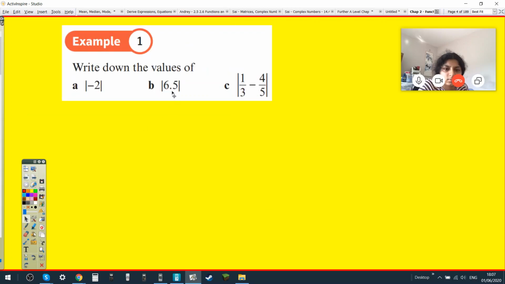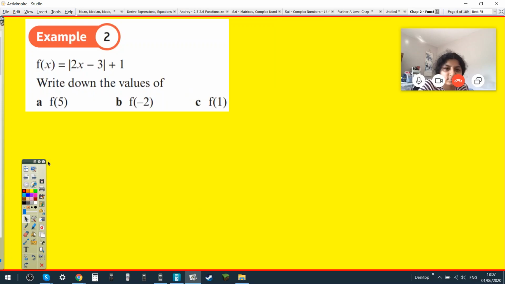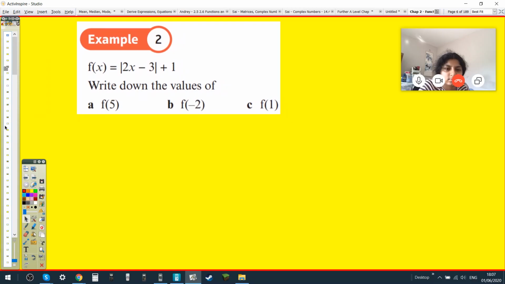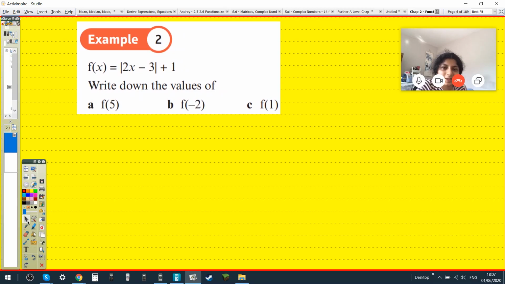What is the modulus of 6.5? 6.5. Yep. Okay, how do you do this? You substitute whatever the number is. So the first one is just 8. Let's see. Yep. How about B?